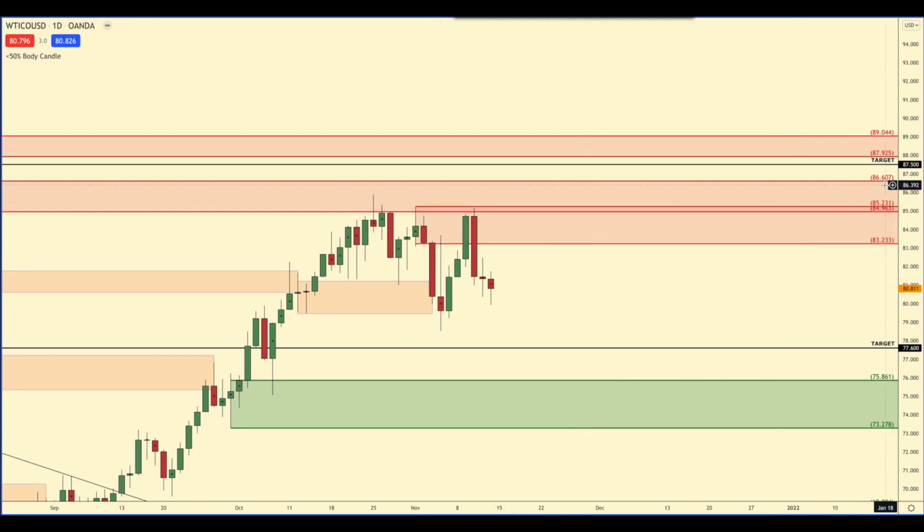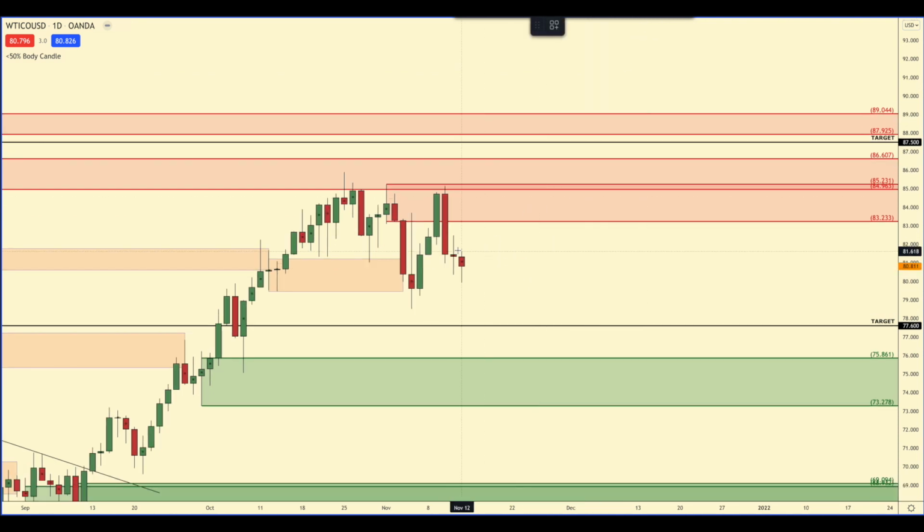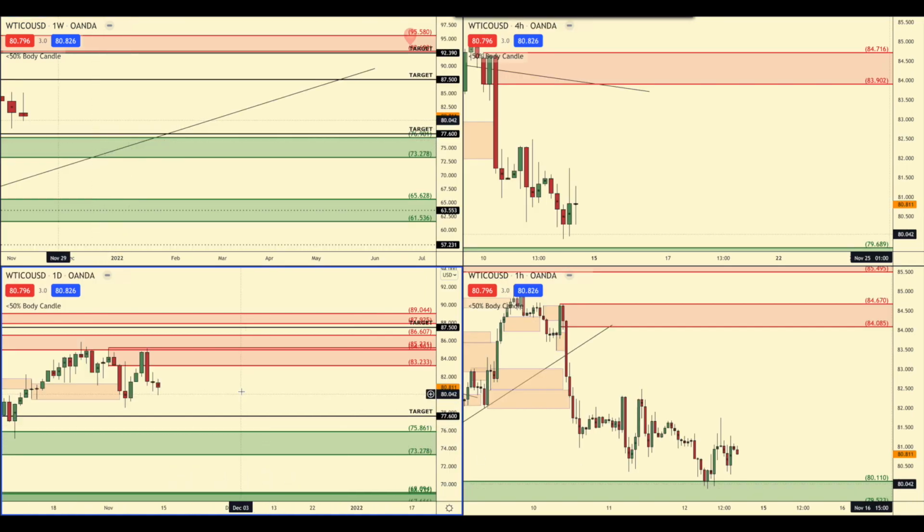So I need to see 86.7 basically hit. Then I'll feel comfortable buying pullbacks, and I think oil will be going much higher. So like I said, I'm either waiting for a deeper pullback or I'm waiting for bullish pressure to kick in again and break 87. Then I'll be looking to go long on oil. So right now I just don't think it's the time to be shorting oil.